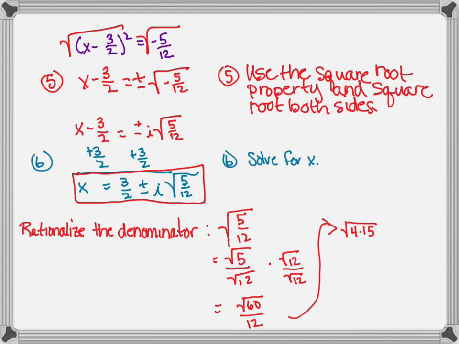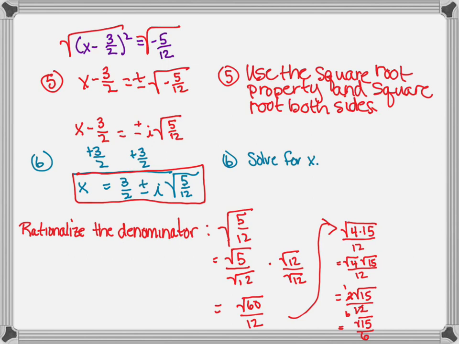And now I can simplify the square root of 60. The largest perfect square factor of 60 is 4. So I can rewrite the square root of 60 as the square root of 4 times 15 over 12, or the square root of 4 times the square root of 15 over 12. Square root of 4 is 2. So now this is 2 radical 15 over 12. And now I can reduce by 2. So 2 divided by 2 is 1, 12 divided by 2 is 6, and we end up with square root of 15 over 6.